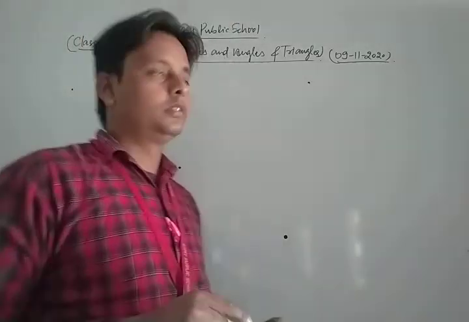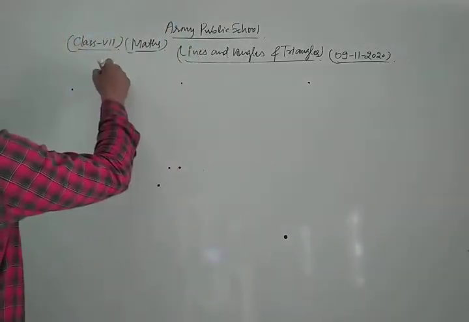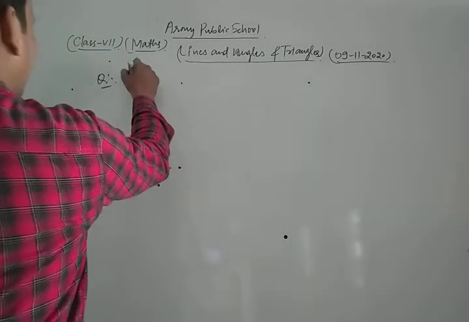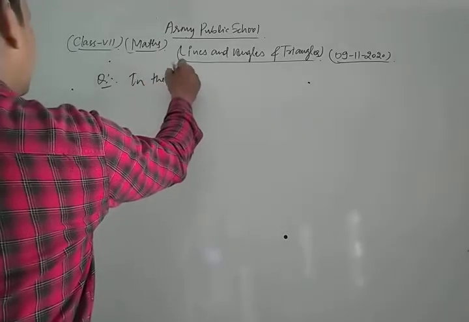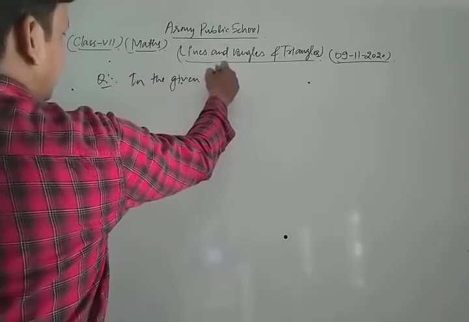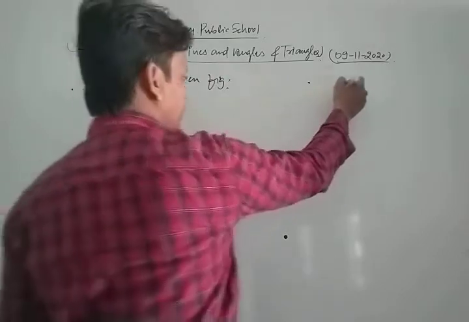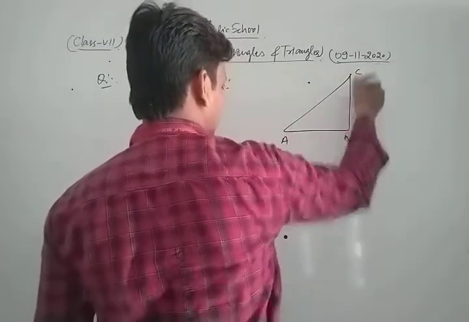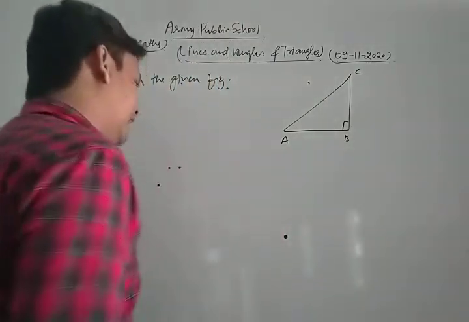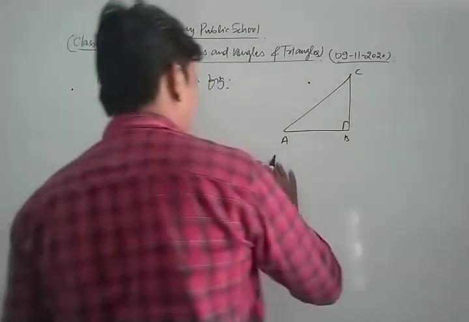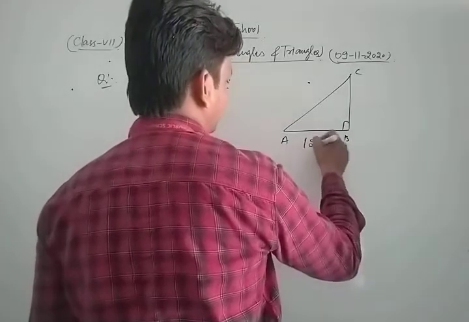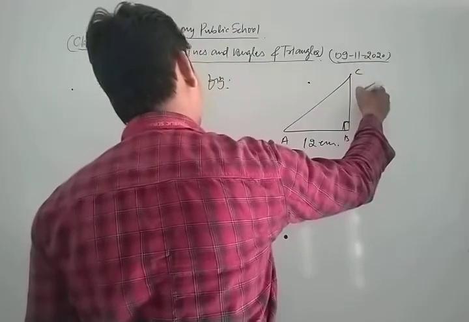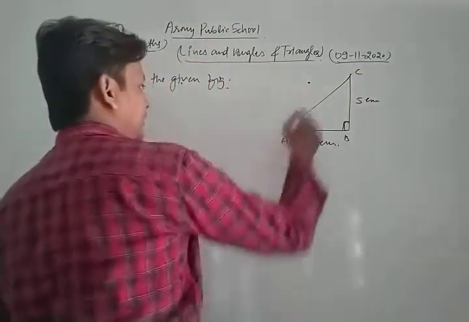Now dear friend, first we take a question. In the given figure, a right angle triangle is given, right angle at B. Suppose AB is 12 centimeter and BC is 5 centimeter. Find the value of AC.